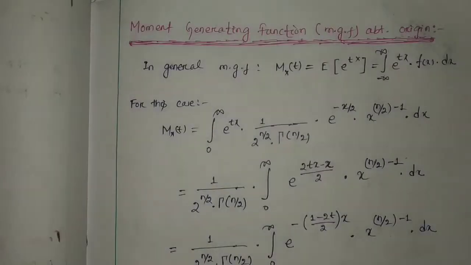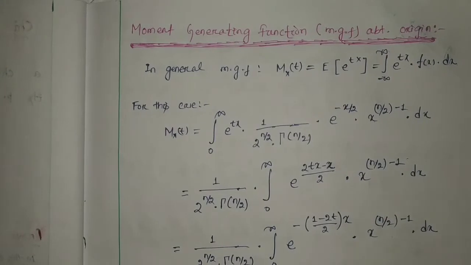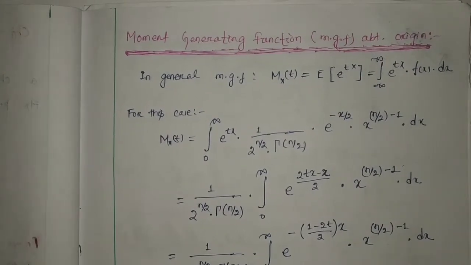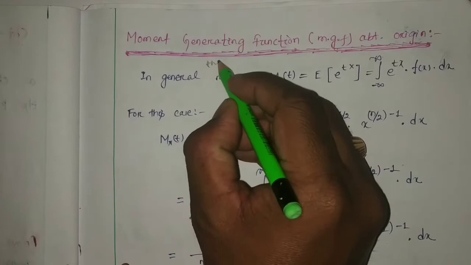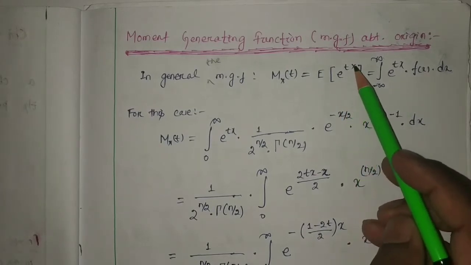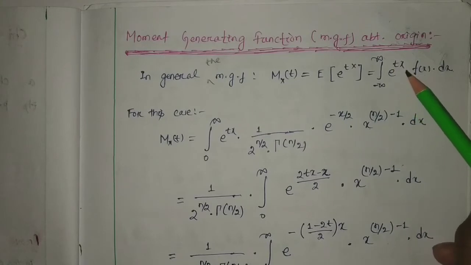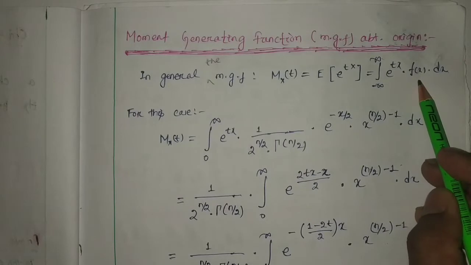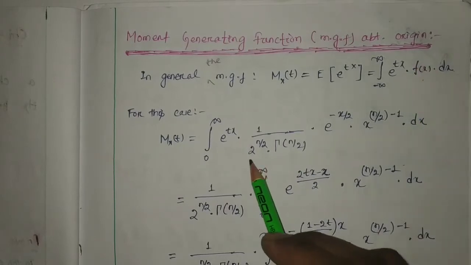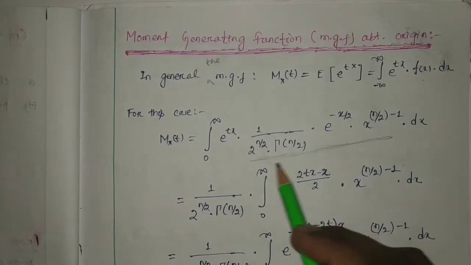Now we are going to go for the moment generating function. In general, the moment generating function M_x(t) is equal to the expectation of e to the power tx, which is the integral from minus infinity to plus infinity of e to the power tx into f(x) dx. Here f is the PDF. Now we have to put the value of the PDF here, which is our chi-square distribution PDF.